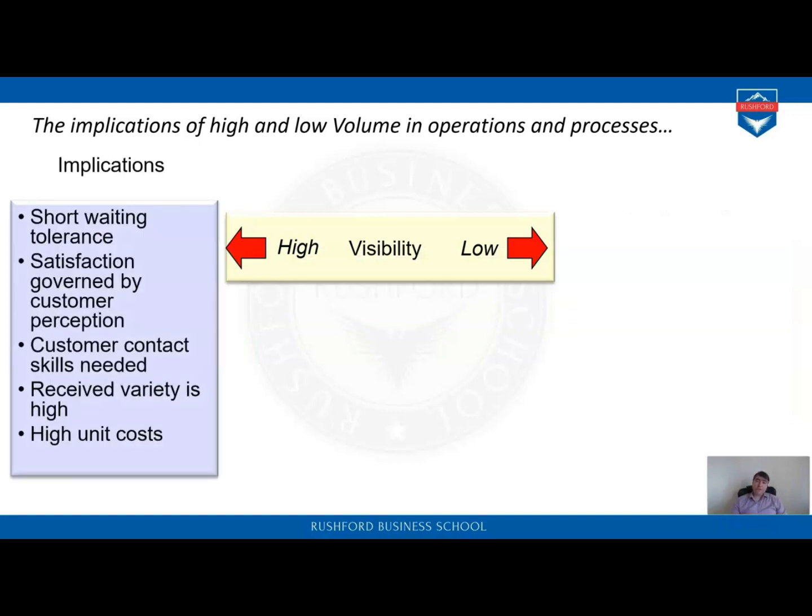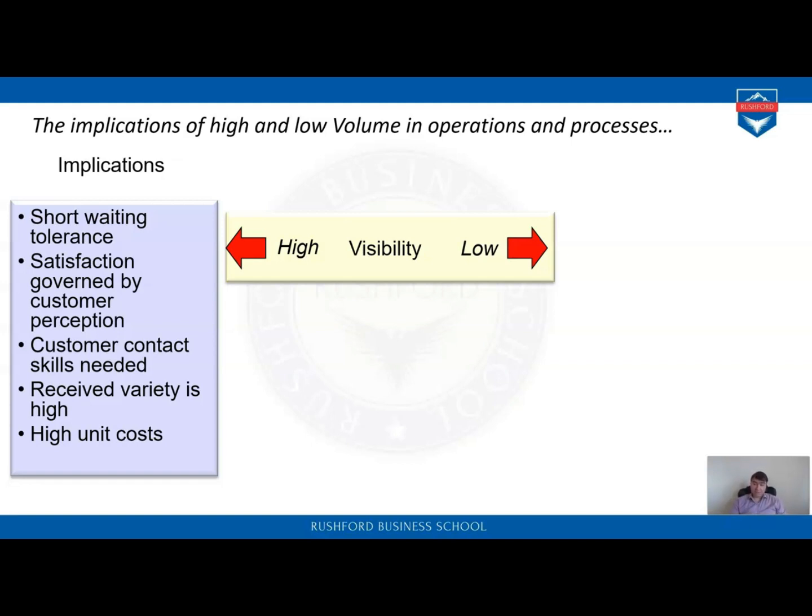Visibility. What's the implication? Short waiting tolerance when visibility is high. When you go to Subway, you can't wait half an hour or 20 minutes. They need to say, okay, I need this bread, I need, for example, steak and cheese or chicken. Then satisfaction is governed by customer perception. Customer perception is important, how they are running the operation in Subway. And then customer contact skills are needed. All the people who contact the customer, that's important to build a good relationship and treat the customer very well.